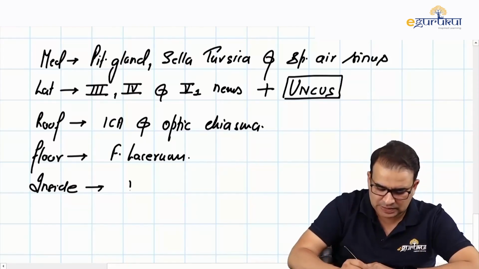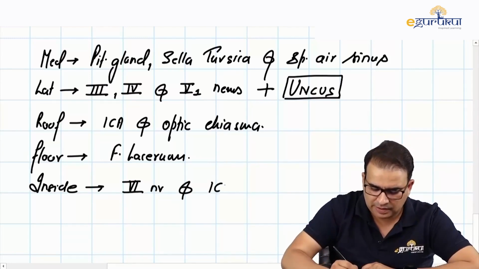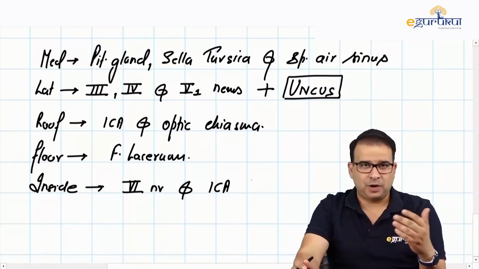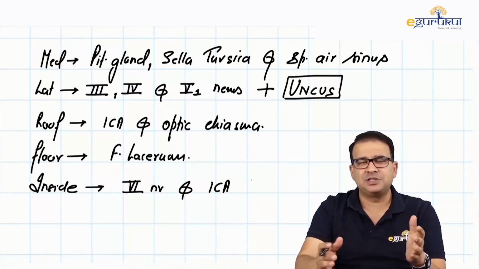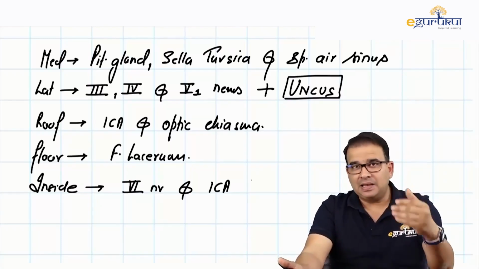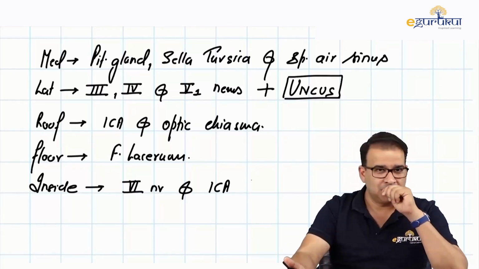Inside cavernous sinus, we said we got a sixth nerve, and we have again internal carotid artery. Now what is left, guys? Because it was a coronal section, I can just see the relation lateral, medial, roof, floor, and inside. I cannot see the anterior and posterior relation of cavernous sinus.